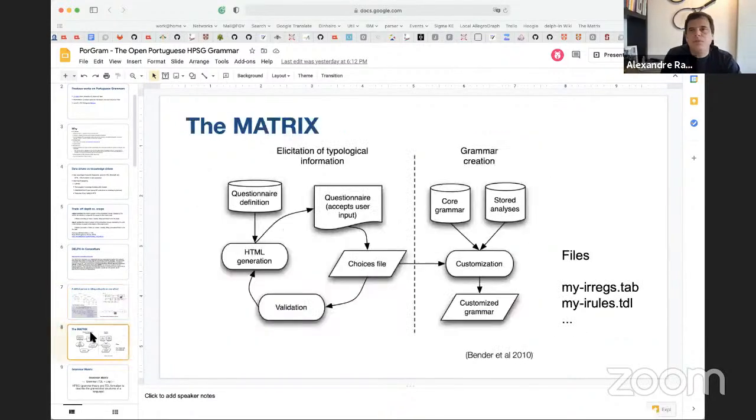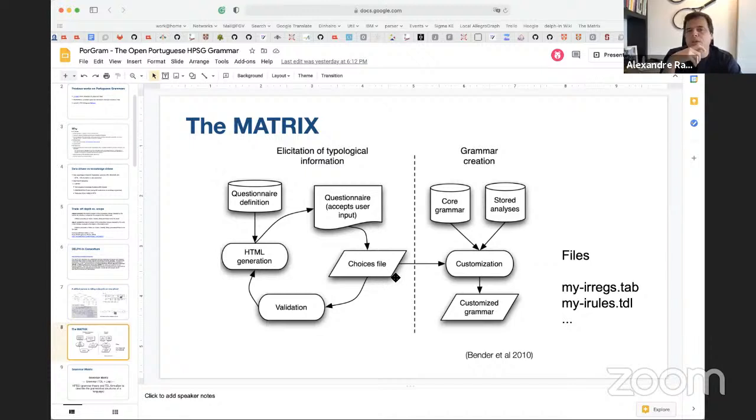But one of the main tools that we used in our project is the Matrix. The Matrix is a project from Emily Bender from the University of Washington. The idea of the Matrix is that you have a questionnaire on the web, in the form of a web form. And you fill in this questionnaire with answers that a linguist like Leonel, for example, was able to give to the questions of the questionnaire. And once he answered these questions, these answers were saved in what they call the choices file.